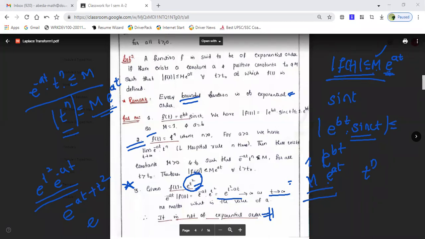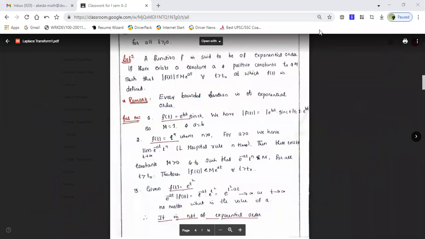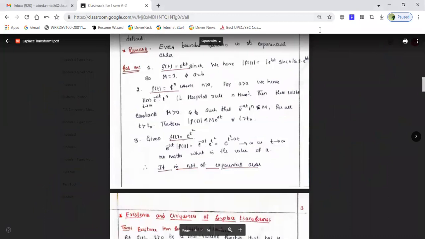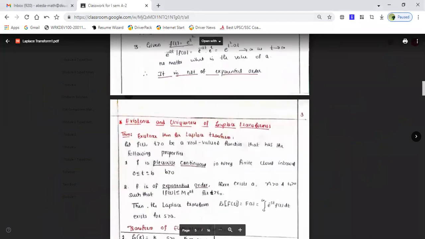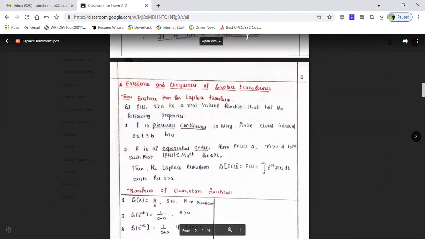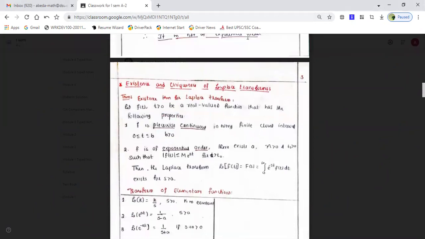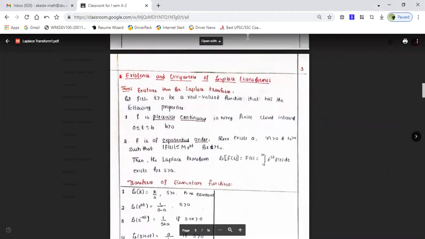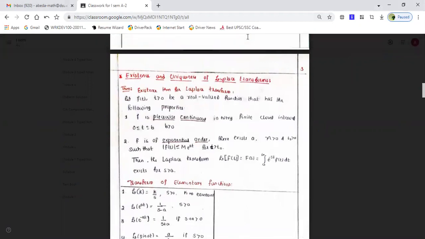Okay. So with this, what we understand is that not every function can have the Laplace transform. There are a few functions which may not have the Laplace transform. That's what we understand by this definition. So there comes a very important theorem called the existence and uniqueness of the Laplace transform. This particular theorem will answer every query. This is what is called the existence theorem.